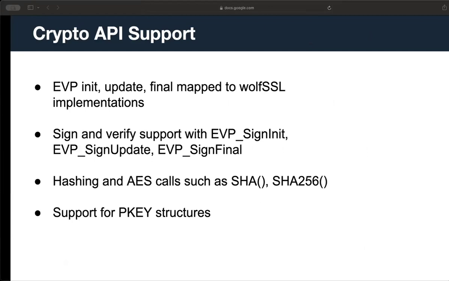Going into a little bit of the crypto API support. Before version 3.0 of OpenSSL, they had some of the crypto API as well. We have mappings of a lot of the SHA hashing, so SHA-256. We also have some of the AES calls, so some of the lower level crypto API calls mapped. And then the higher level abstract calls, such as the EVP, used both for signing and ciphers. Those are mapped down to native wolfSSL implementations, as well as the PKEY structures for private key use.